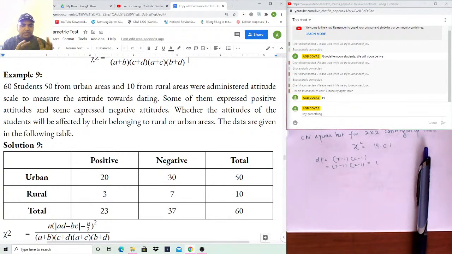Okay, that is what we have to find out. So here, of the 50 urban people, 20 say that dating is okay, it is positive, and 30 say no. And from the rural, 7 say negative remarks while 3 say positive remarks. So we have to find out whether this background has anything to do with their attitude towards dating.